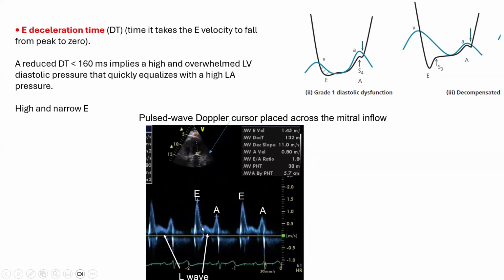And this is described by the E deceleration time, which is the time it takes the E velocity to fall from peak to zero.